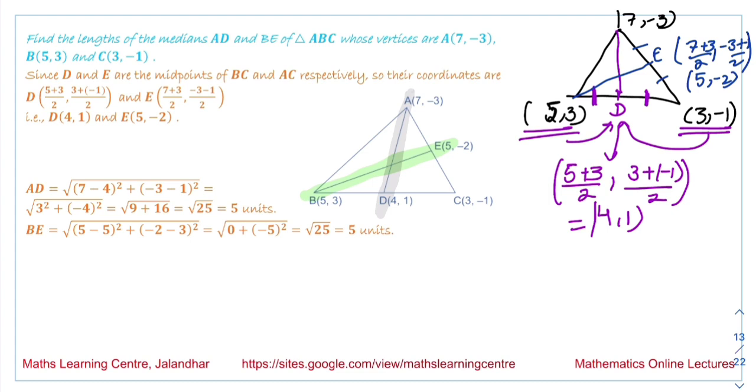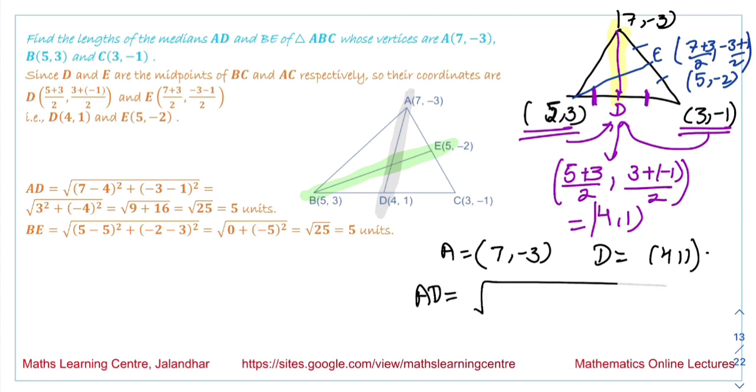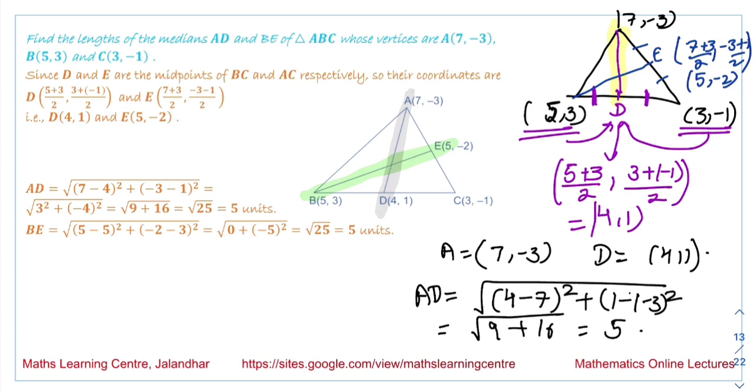Next we have to find the length of the median. Length of the median means we have to calculate this length AD. To calculate the length AD, we know that we have 2 points now. A is the point 7 comma minus 3 and D is the point 4 comma 1. To find the length of AD, the formula we have is 4 minus 7 square plus 1 minus minus 3 square. On solving this, you will get square root of 9 plus 16, that is equal to 5. So the length of this median AD is 5 units.